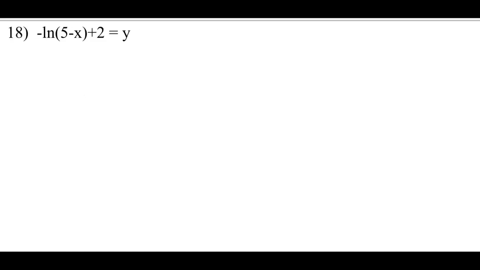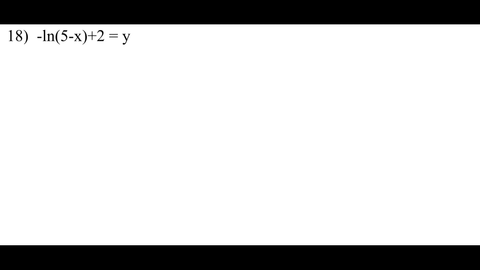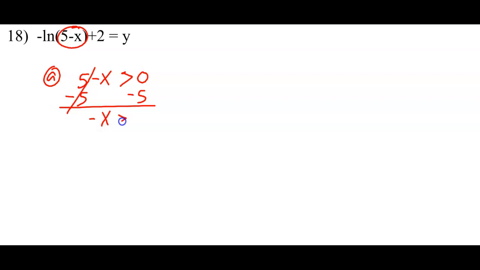All right. Let's go ahead and move along here to number 18. All right, so for number 18, pretty similar. We're going to start by finding our domain. On this one, we're going to divide by a -1. And when we divide by a negative number, the arrow of the inequality reverses. So it's going to be x is less than 5.